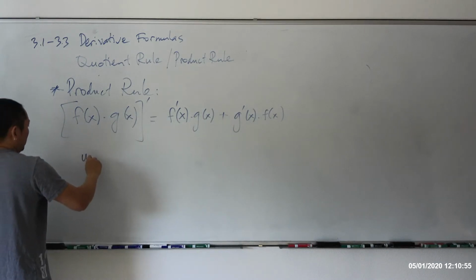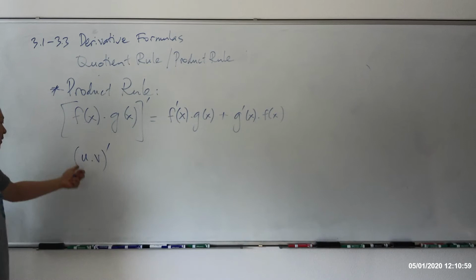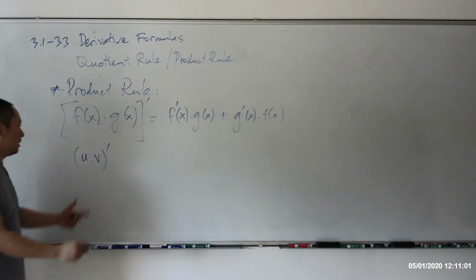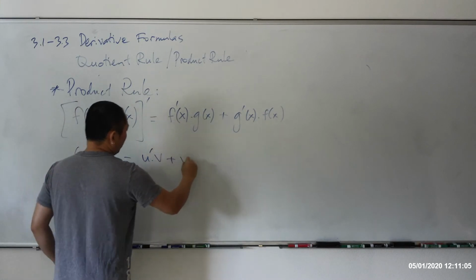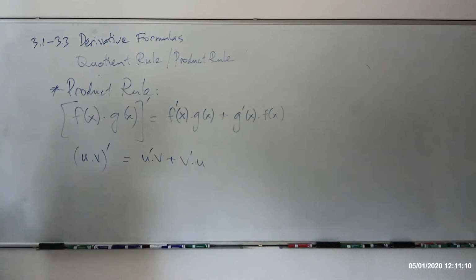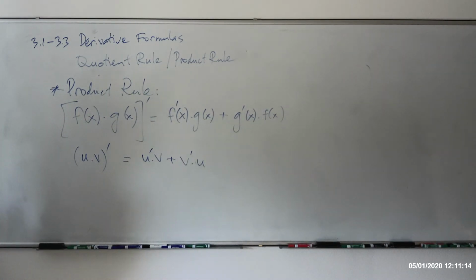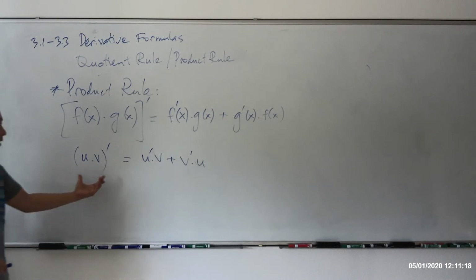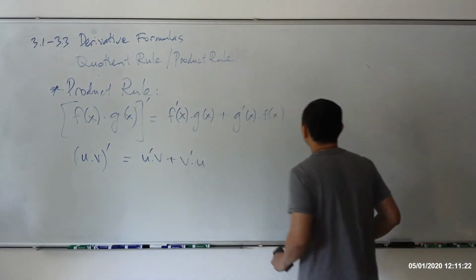If you have u times v, and then take the derivative, with u standing for f of x and v for g of x, it looks easier if I write it this way: u prime v plus v prime u. It looks shorter, right? Less work, less writing, and it's clearer. So this is the product rule. Example.